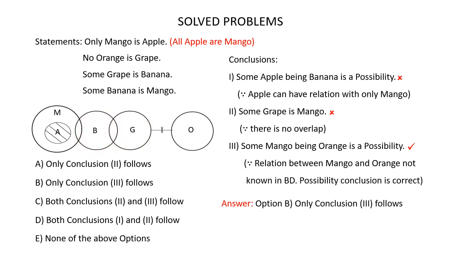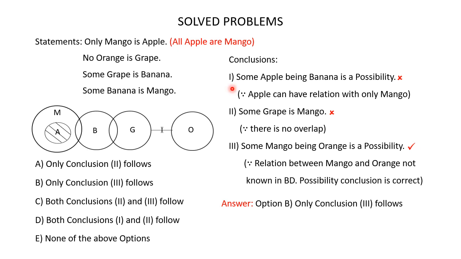Now let's look at the second statement. No orange is grape. So draw a circle for orange and draw a line with a cross mark from orange to grape to indicate that no orange is grape. Now this is the basic Venn diagram for the given statements. Now based on this Venn diagram, let's find out which of the given conclusions follow.